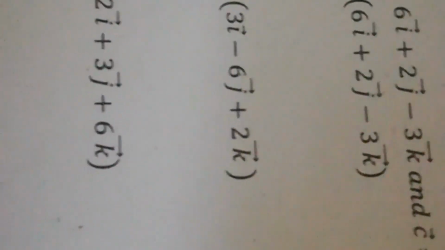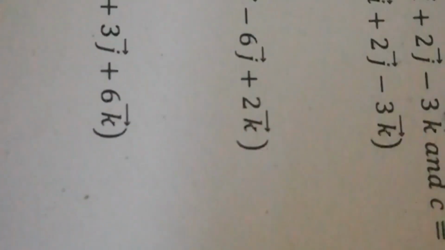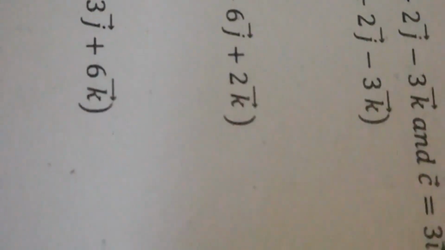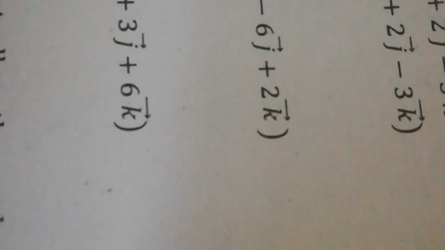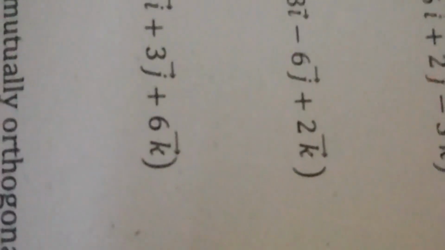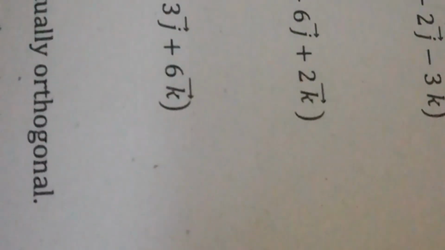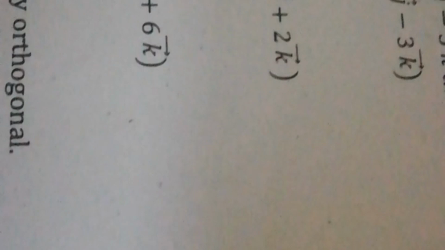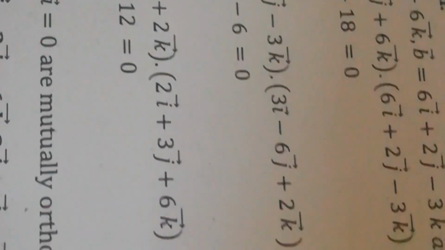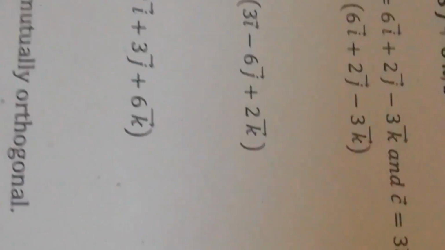Next is C dot A. So C dot A: 3 into 2 is 6, minus 6 into 3 is minus 18, 2 into 6 is 12. So that is also 0. Therefore C dot A is also 0. Therefore A dot B, B dot C, C dot A all equal 0, so the vectors are mutually orthogonal. First, A dot B equals 0. Next, B dot C is equal to 0. C dot A is equal to 0. Okay, listen carefully.